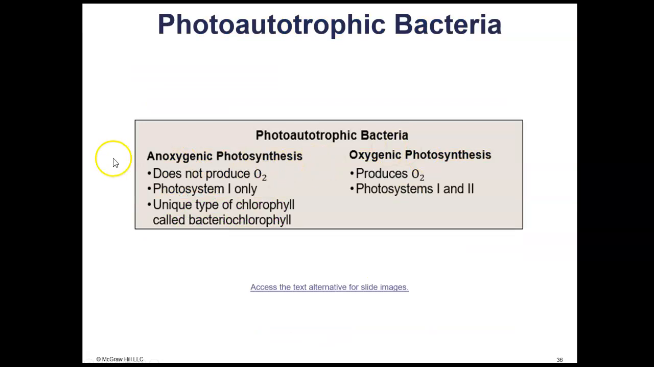Photoautotrophic bacteria can be anoxygenic. That means they don't produce oxygen. They only use photosystem 1. They don't use photosystem 2. They have a unique type of chlorophyll called bacteriochlorophyll. And then we have oxygenic photosynthesis like plants do. These bacteria produce oxygen during the process of photosynthesis, and they contain photosystems 1 and 2.